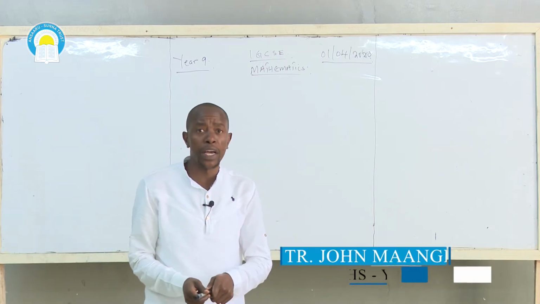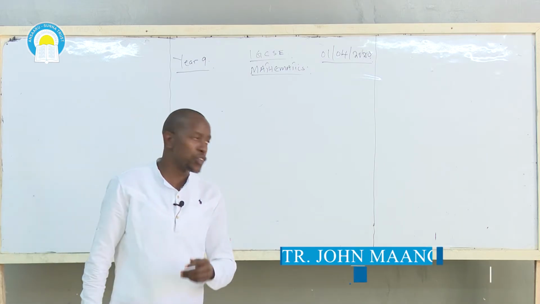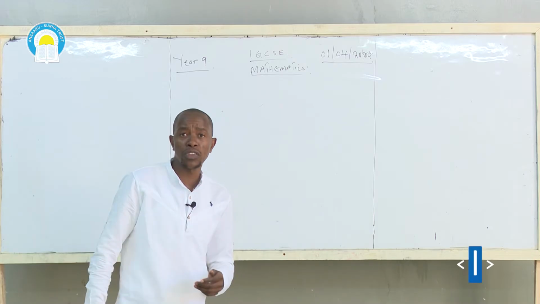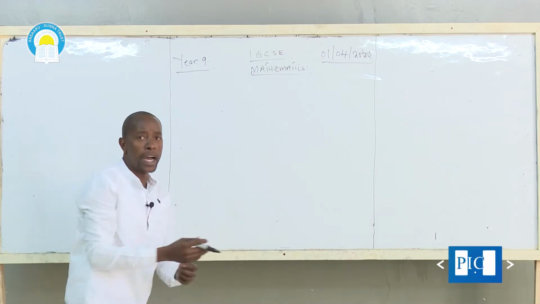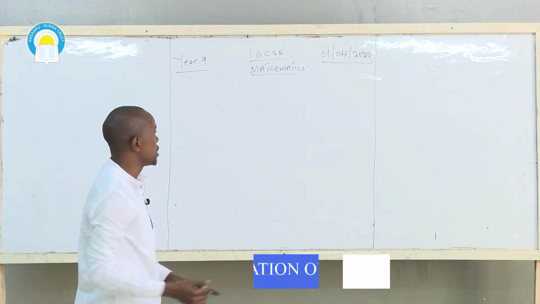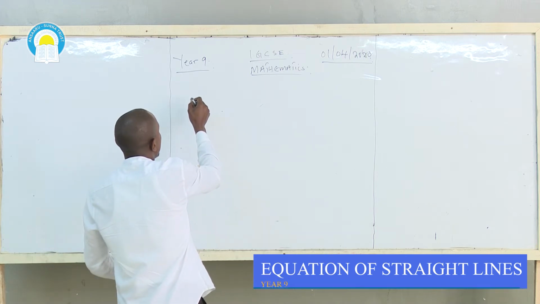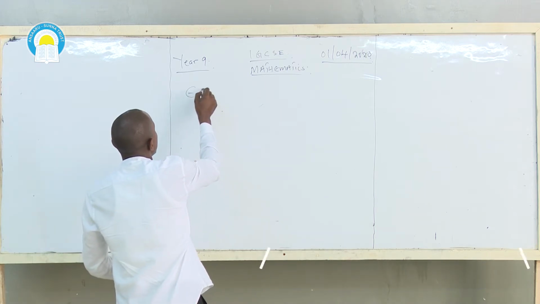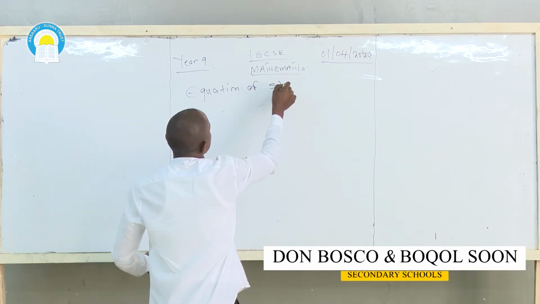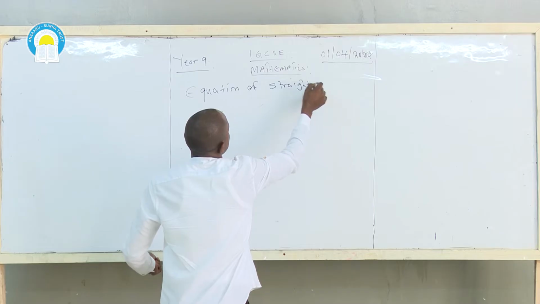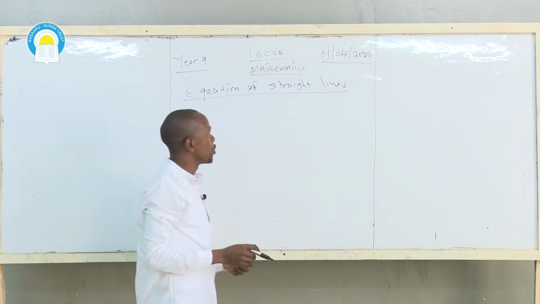I remember we had done gradients and equations of straight lines last time, and we stopped at finding equations of straight lines. Today, let me remind you what we did last time in finding equations of straight lines. We said there are two ways of finding equations of straight lines.